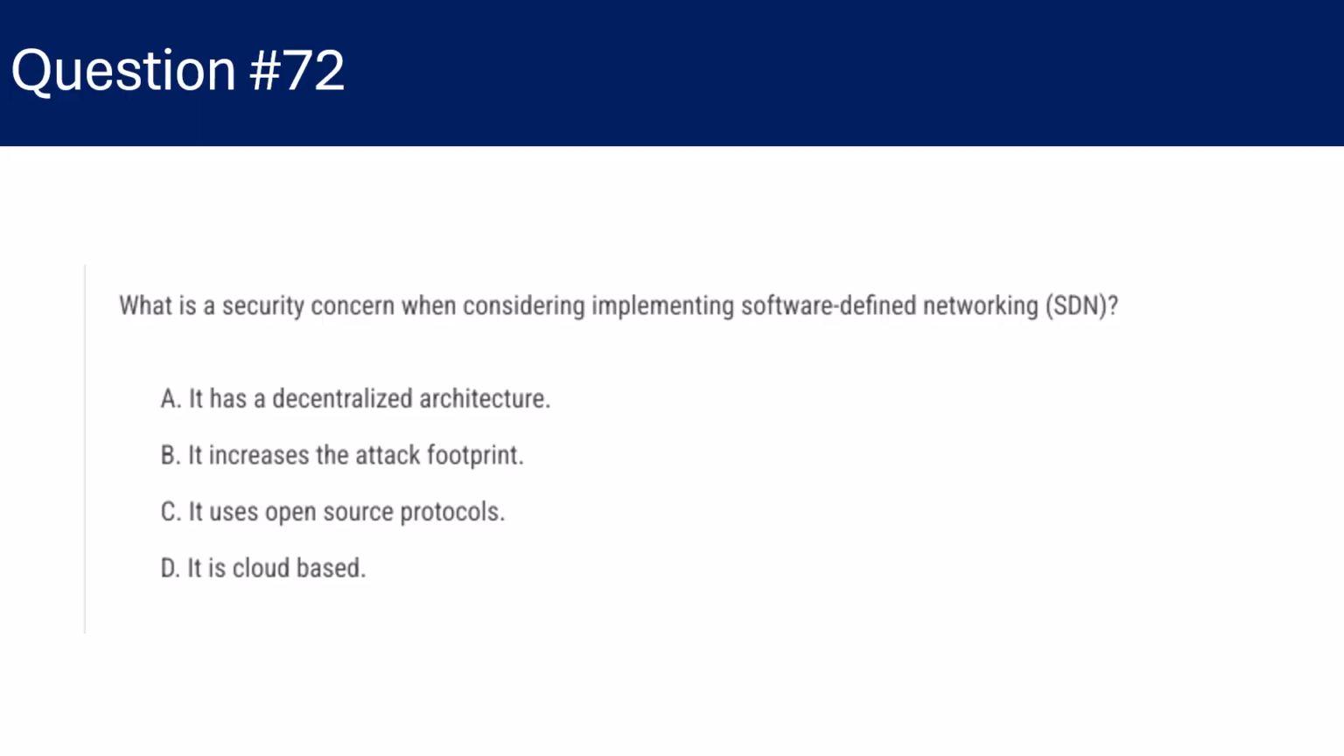Question 72. What is a security concern when implementing software-defined networking or SDN? A, it has a decentralized architecture. B, it increases the attack footprint. C, it uses open source protocols. Or D, it is cloud-based.